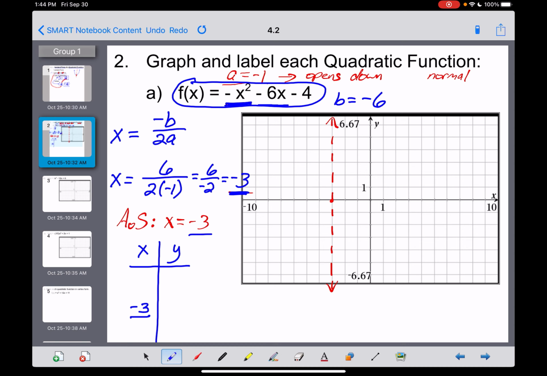-3 squared is 9, but the opposite of that is -9. That's a plus 18. -9 plus 18 is 9, and 9 minus 4 is going to get us 5. So -3, 5 right here, that is where our vertex is going to be located.